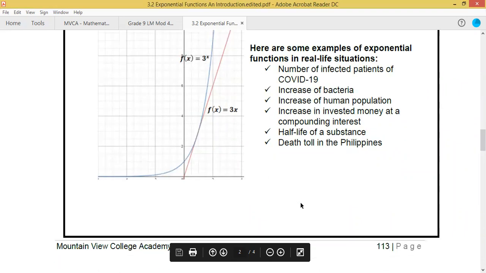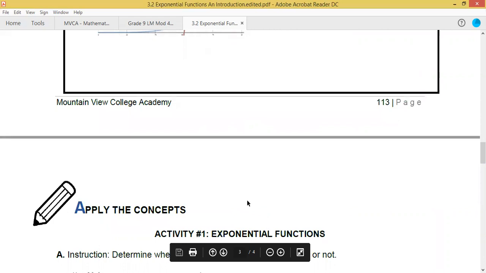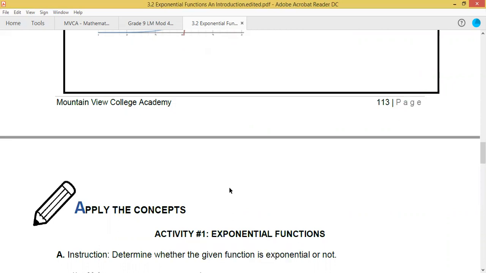This time, you need to apply the concepts with activity number 1.